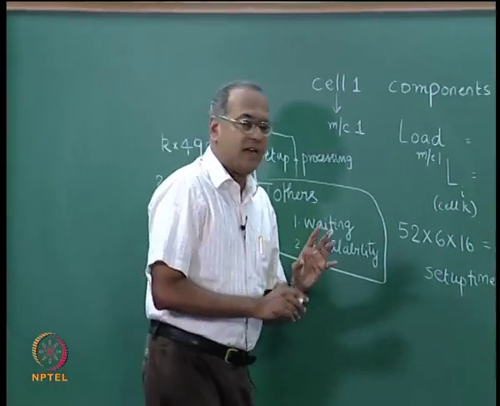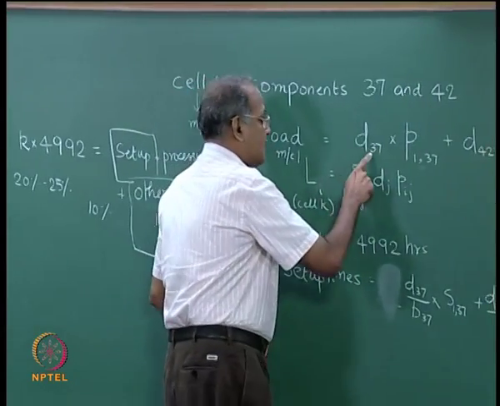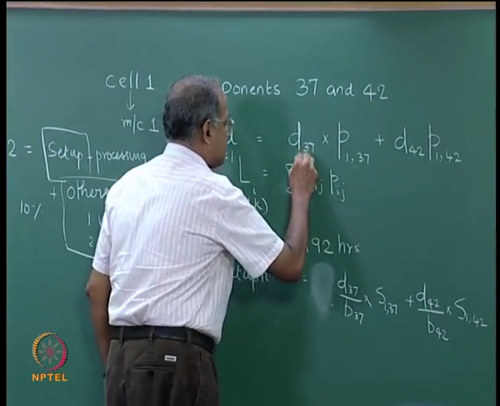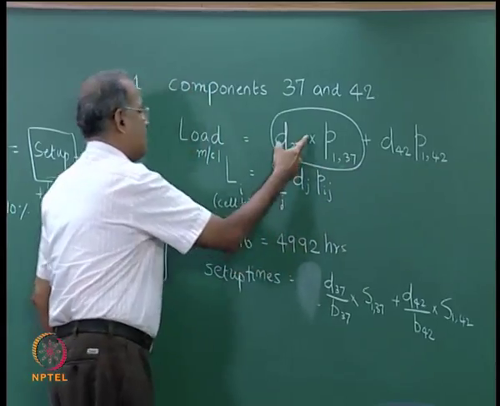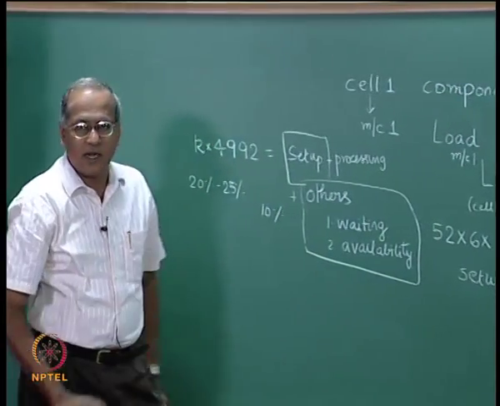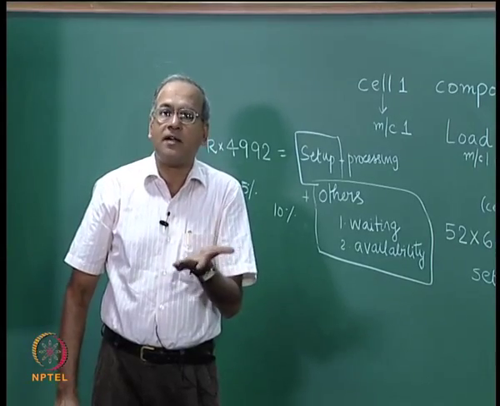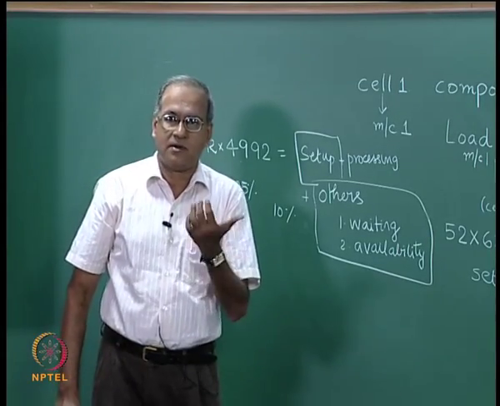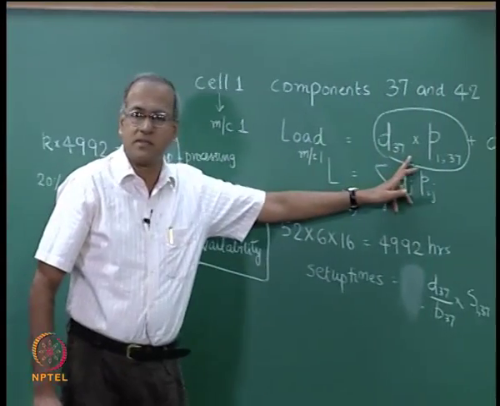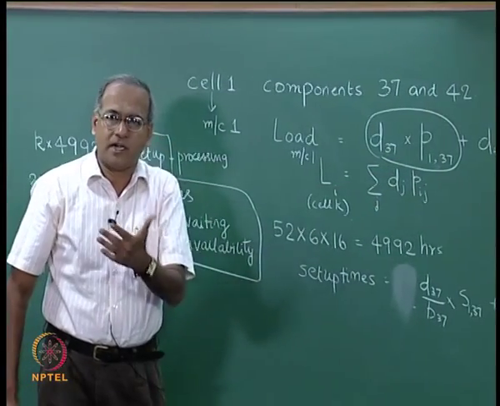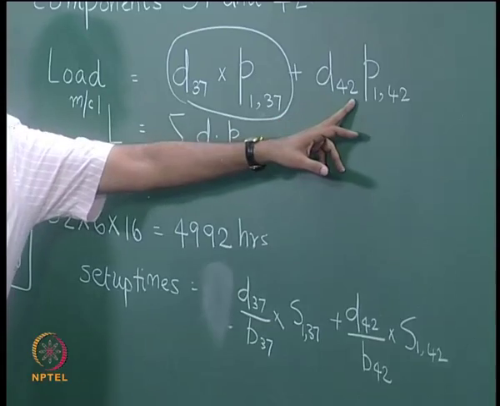Alternately, we can even individually calculate and say D37 into this quantity alone divided by k into 4992 will tell us how many equivalent machine loads is required to make this. How many equivalent machine loads is made for this?